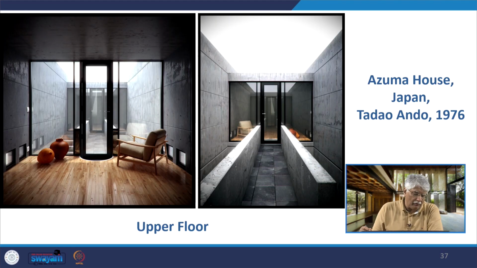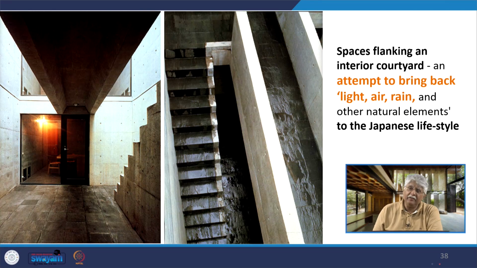The pictures of the rooms above show the central bridge connecting the two rooms, the spaces flanking an inner courtyard, and an attempt to bring in light, air and rain, as we saw in the house in Fukaya by Maro Kishi, and other natural elements to fit into the Japanese lifestyle.